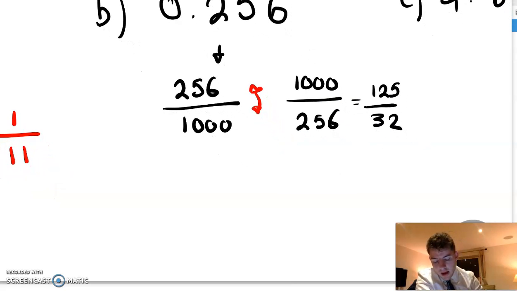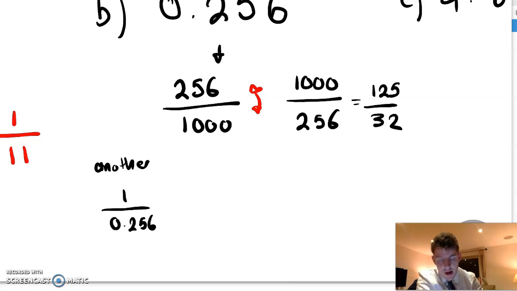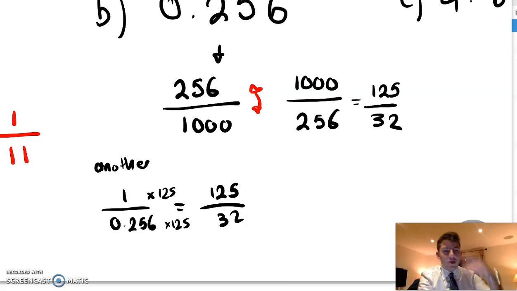Another way you can do it is the reciprocal is 1 over the number. So another method, 1 over 0.256. We want to simplify that down, and again if you type that in your calculator, it'll be simplified to 125 over 32, because we're just doing times 125 top and bottom. So the fraction is the same, and that's our answer there.